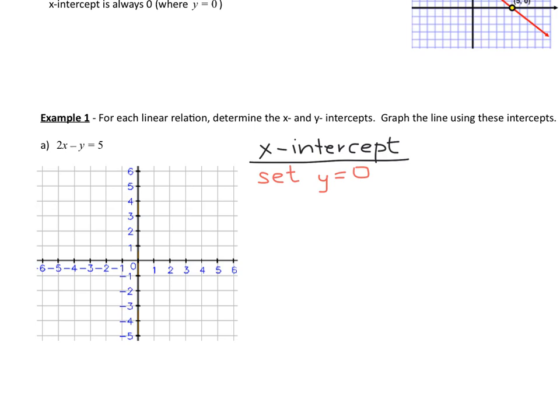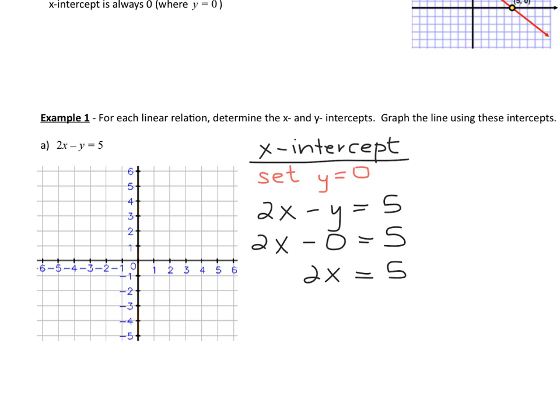This means that wherever I see the letter y in my equation, I'm going to replace it with a 0. So I've recopied the equation, 2x minus y equals 5, and I'm going to go ahead and replace the y with a 0. Now, 2x minus 0 is essentially like saying 2x minus nothing. So if I were to simplify this, I could simply just write 2x equals 5. And now it's just a matter of solving or isolating for x.